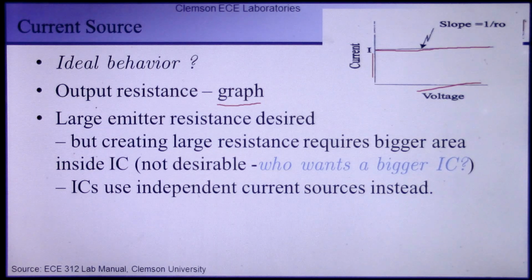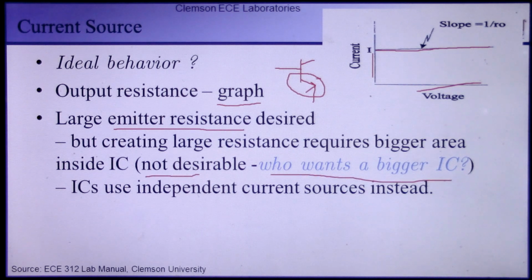And here we are going to build the current source with transistors. So the transistor should have a large emitter resistance. If we think about the transistor, we should be having a very large resistance in the emitter region. But if we want that, we need a bigger area inside the IC, which is not desirable. And who wants a bigger IC?